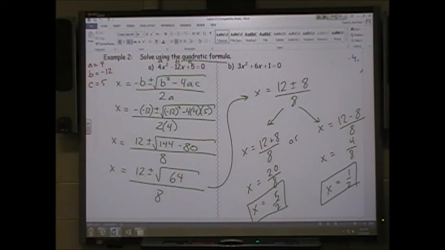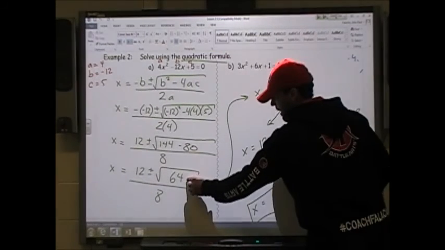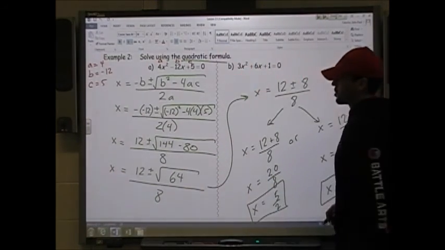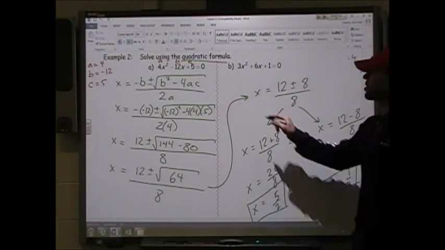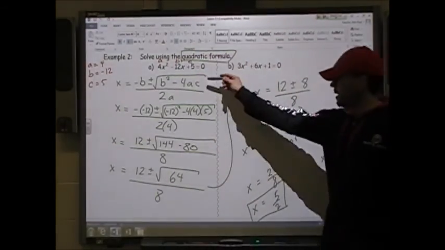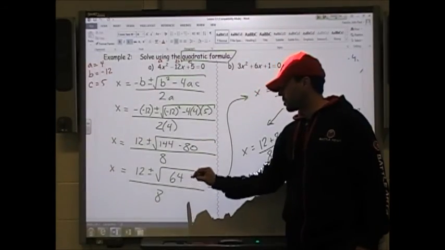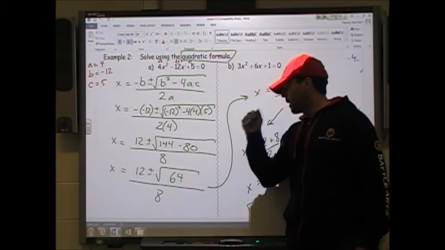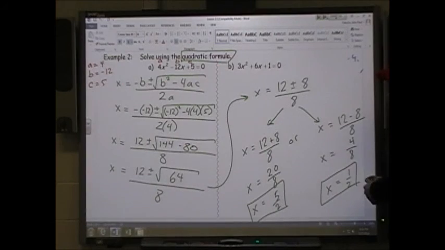Now, what this means is, if you could actually take the square root of that number, you would have been able to factor this from the start. Now, I know that it asks us to use quadratic formula, so you have no choice. But whenever you end up with this, where underneath the square root sign is a whole number that you can take the square root of, you would have been able to factor this from the start.